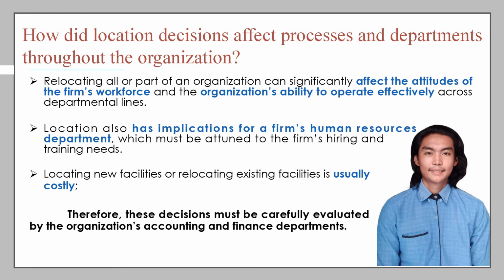Location also has implications for a firm's human resources department, which must be attuned to the firm's hiring and training needs. Location choices affect hiring because if the applicant knows that the assigned location is so far away and inconvenient, there is a huge possibility that he or she would no longer apply for that job. And on the training needs of the business, it will be hard to train employees who come from far distances when the training center is far away from them.